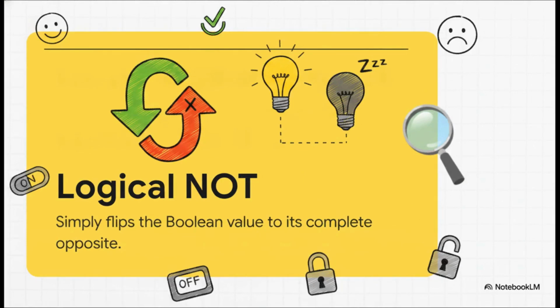And finally, we have logical NOT. Think of this one as the ultimate flipper. It simply reverses whatever Boolean reality it bumps into. If a statement evaluates to true, applying a NOT instantly makes it false. And if it's false, NOT flips it right back to true. It seems simple, sure, but as we'll see in a minute, it packs a massive punch.